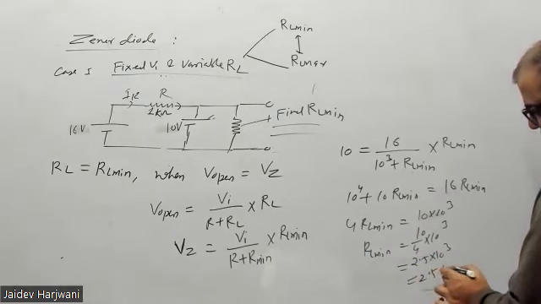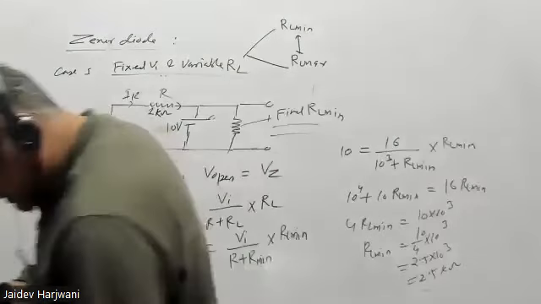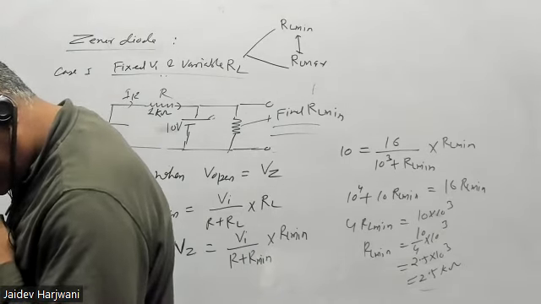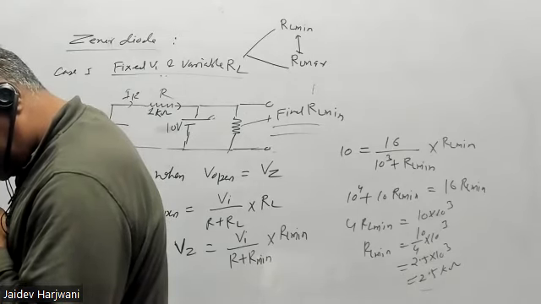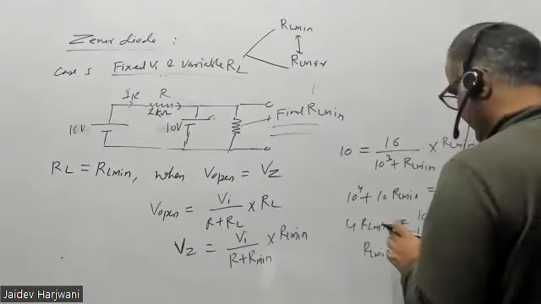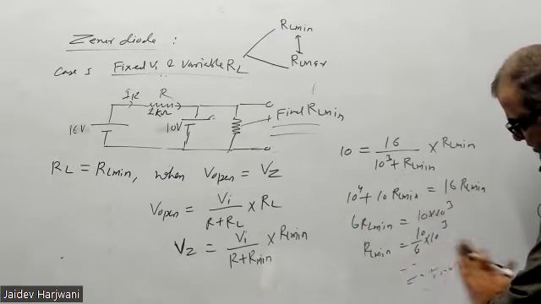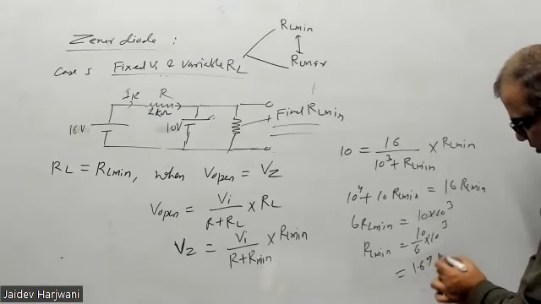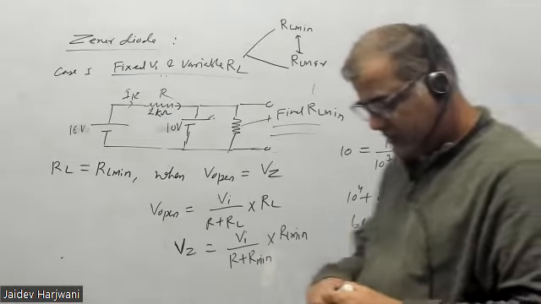Check whether I'm making any mistake. Yes, sir, 2.5 kilo ohm should come. No, just check whether I did any mistake. 16 minus 10, so sorry, this is how much? 16 minus 10, 6 will come here. Yes, 6. So how much will come? 1.67 kilo ohm. Okay, that is the RL minimum for this given question.